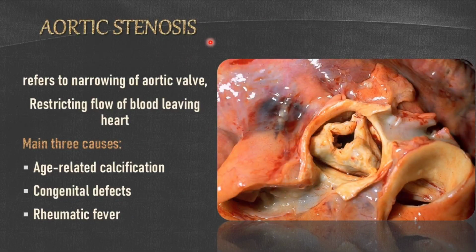Then aortic stenosis refers to the narrowing of the aortic valve. Now you can see this is the aortic valve. Now this may be calcification which is not letting this valve open completely. This is the annular ring. These are the valve cusps, tricuspid valve, but they are not completely open. This is the fibrous ring. It refers to the narrowing of the aortic valve, restricting the flow of blood leaving the heart, meaning the left ventricle is not emptying completely and easily.